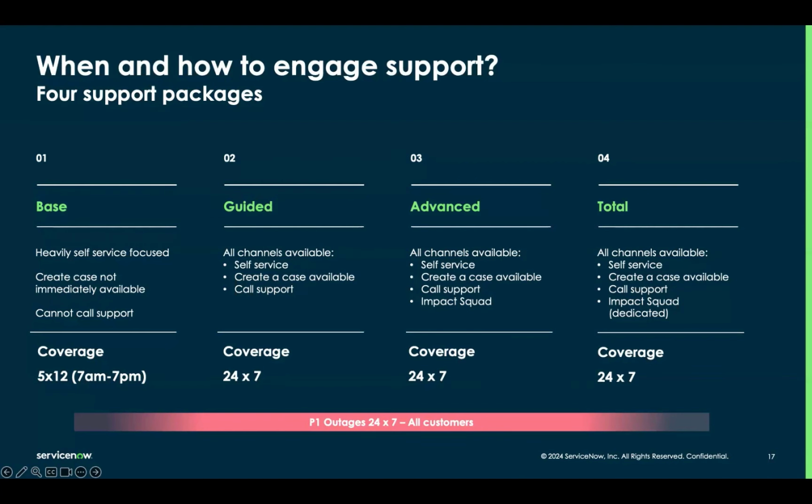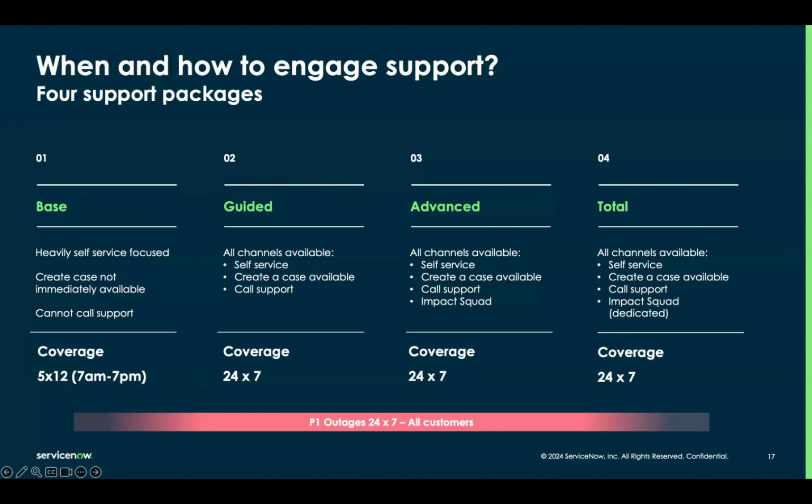In addition to self-service, the guided, advanced, and total packages all have 24/7 support coverage, and the advanced and total packages have impact squads, which consist of a customer success manager, support account manager, as well as a platform architect assigned to the account. All customers, regardless of the support package, receive 24/7 coverage for any priority one business critical outages. So there you go. That's good to know that regardless of whatever support package I have, if I have a very critical, severe outage, I'm going to get support no matter what, 24/7, correct? Correct. Okay, that is good to know.